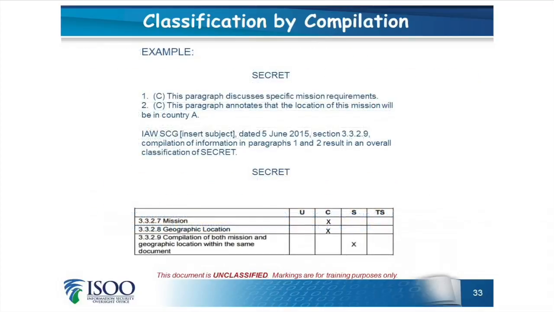This slide shows an example of how a classification guide would be annotated with compilation information and how you would mark your document based on the information from the guide. I will now turn this back over to Peggy.